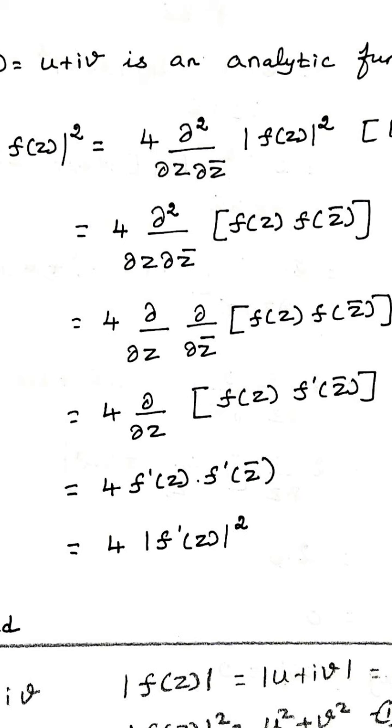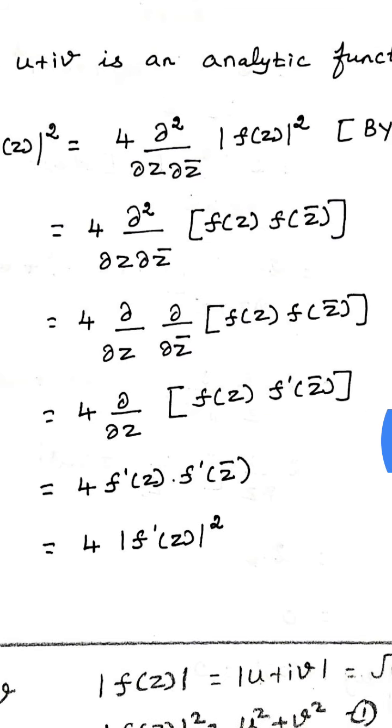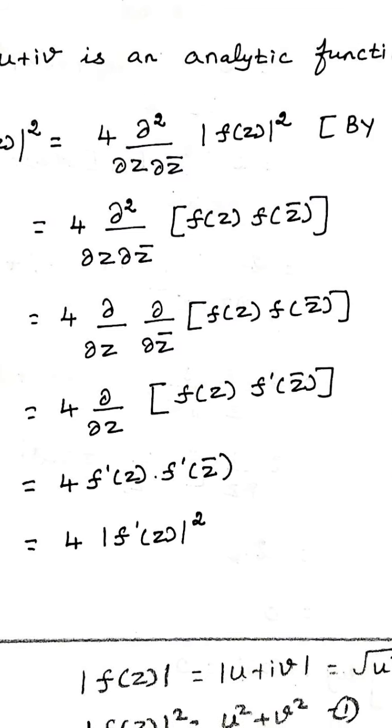Again I am splitting the dou square as dou by dou. So what two things I will get? Dou by dou z into dou by dou z bar. So dou by dou z bar into f of z into f of z bar. Now I am going to differentiate this f of z into f of z bar in terms of which variable? Z bar variable. Then obviously you have to consider f of z as constant. You just differentiate f of z bar. What answer you will get? F dash of z bar.